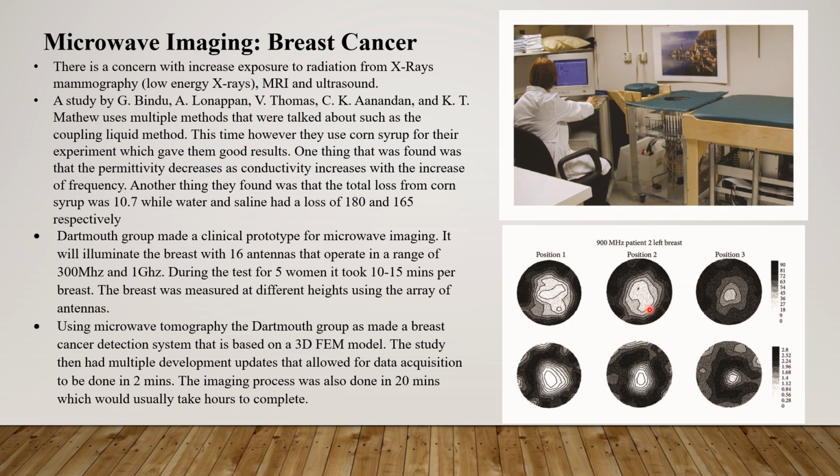The Dartmouth Group also made a clinical prototype, which is this image up here, for microwave imaging. It will illuminate the breast with 16 antennas that will operate in the range of 300 megahertz to 1 gigahertz. During the test it took 10 to 15 minutes per breast. The breast was measured at different heights using the array of antennas.